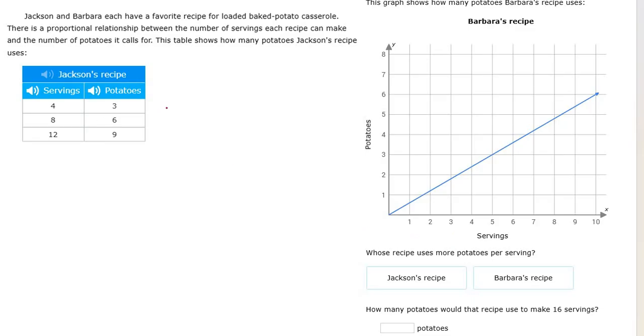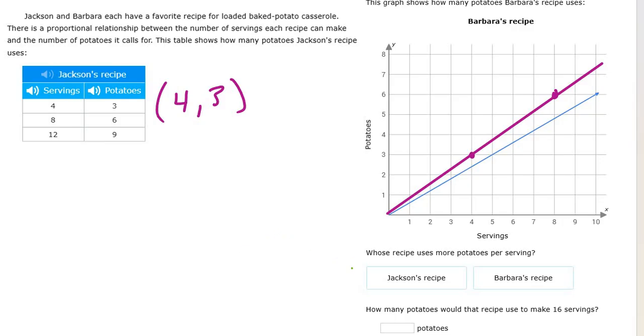So if we put a dot at the graph, this is the point 4, 3, because servings right here is on the x-axis. So we'd go over right 4 and then up 3. This would be the dot. If we did another one for fun, it'd be 8, 6. So we can actually make another graph if we wanted to for Jackson, and maybe I will. So that's my imperfect line, but it got the job done.